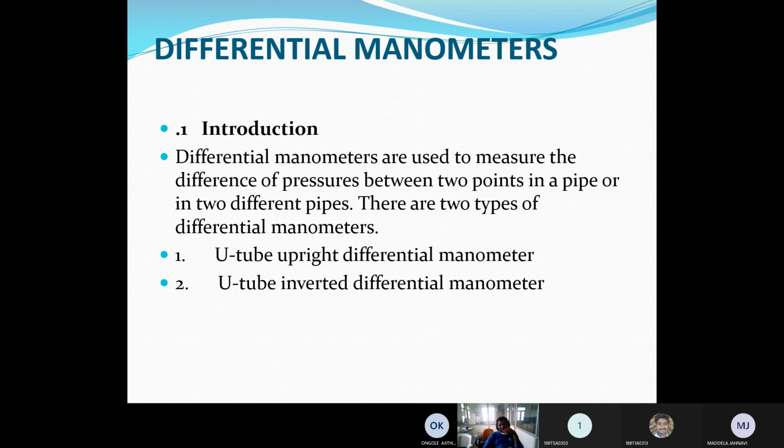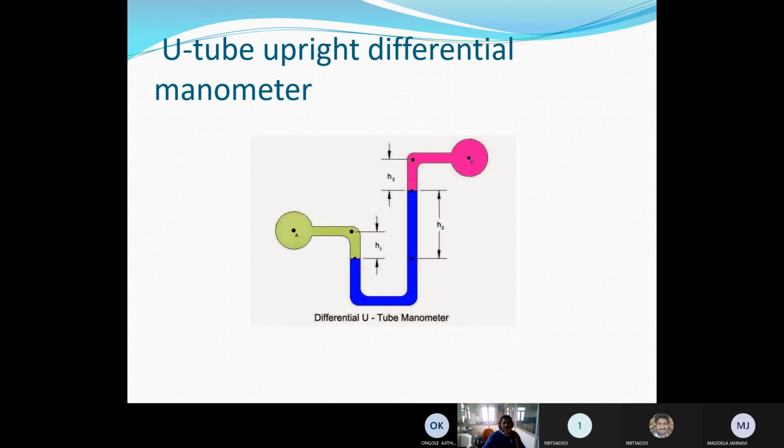Differential manometers are used to measure the difference of pressure between two points in a pipe or in two different pipes. There are two types of differential manometers: the U-tube upright differential manometer and the U-tube inverted differential manometer. This is the U-tube upright differential manometer. Pipe A and pipe B are two different pipes with two different points. We are measuring the pressure difference between these two points.